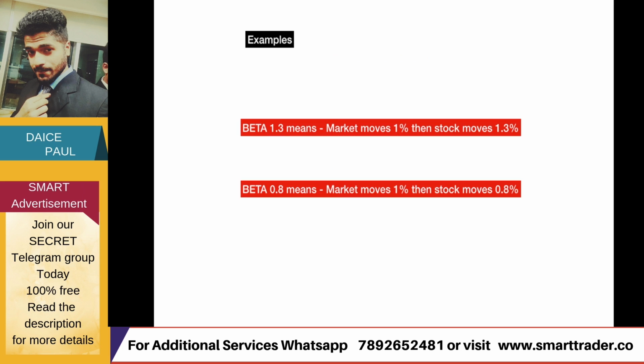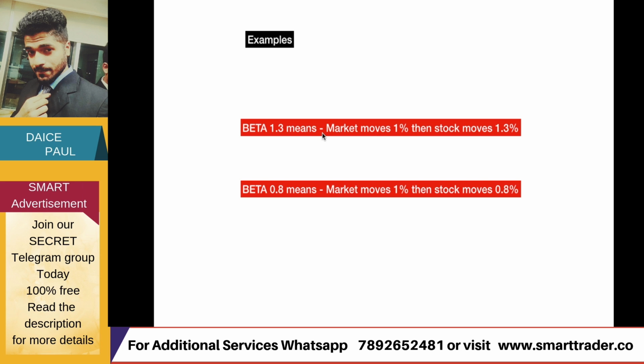So I have created one example so that you will understand in a better way. For example, you see any stock like Hindalco or Vedanta, Reliance, whichever stock, they will have a beta. Every stock will have a beta attached to it. So this is the beta. For example, if beta says 1.3 for whatever stock, that means when the market moves 1%, the stock moves 1.3%. That is called the beta of that particular stock. Second example: if beta is 0.8, it means when the market moves 1%, the stock moves only 0.8%. These are two different examples I just wanted you to understand.